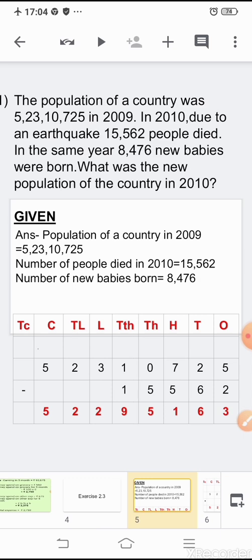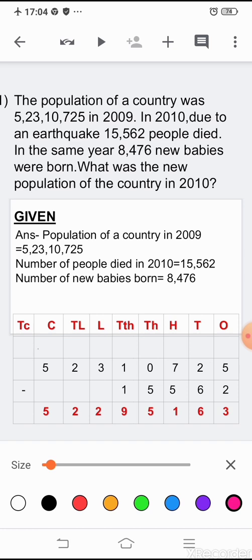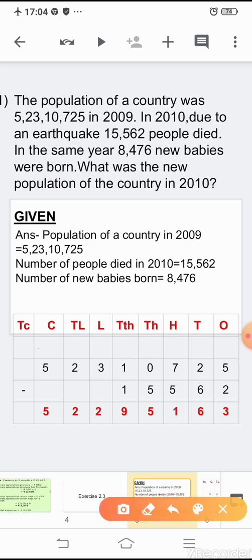Now the first thing given is the population of a country in 2009, that is 5 crore 23 lakh 10,725. Out of that, 15,562 died. Died means we have to remove them from this number. So for removing, we will subtract that number, correct?